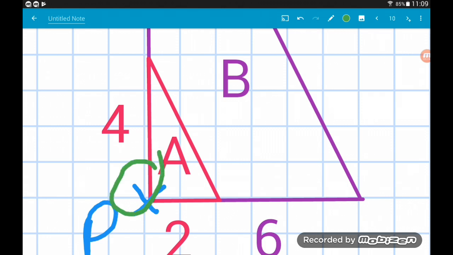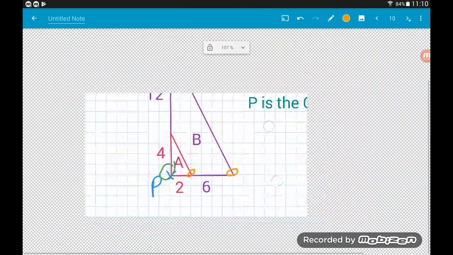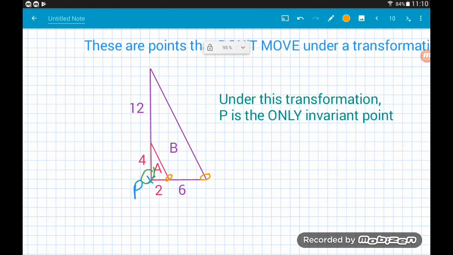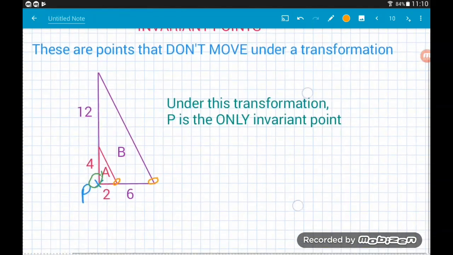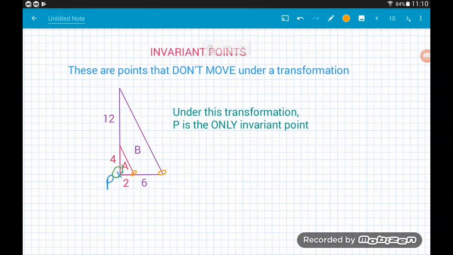In contrast, if we were to talk about this point here, this point has varied, it's changed. This point has transformed to this point. So it's not invariant, it has varied. And that's true of any other point anywhere else on the triangle. It is only at the point P where we have an invariant point. So that is what an invariant point is. It is just a point that does not move under a transformation.